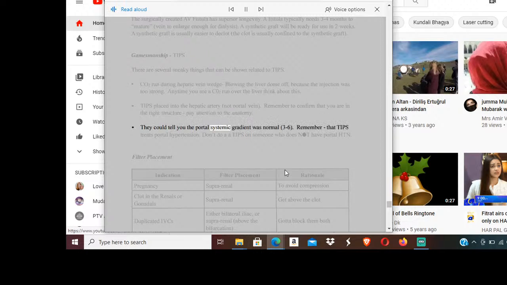They could tell you the portal systemic gradient was normal, 3 to 6. Remember that TIPS treats portal hypertension. Don't do a TIPS on someone who does not have portal HTN.